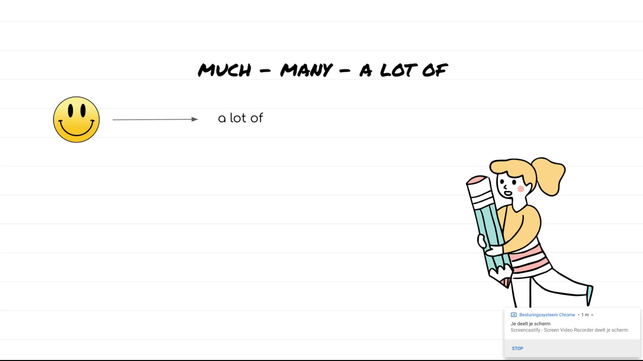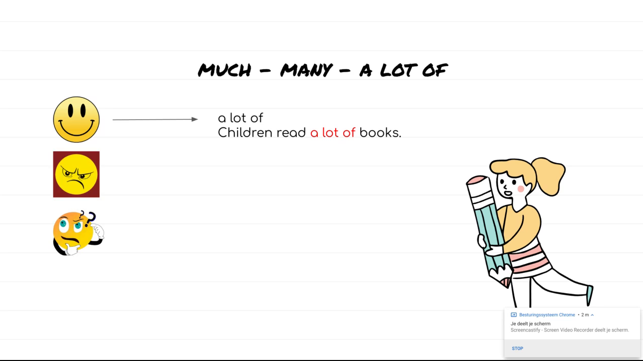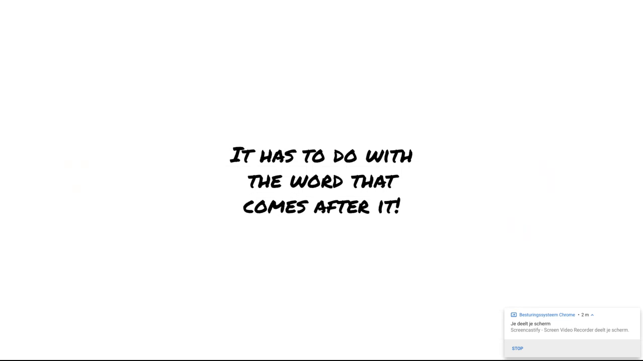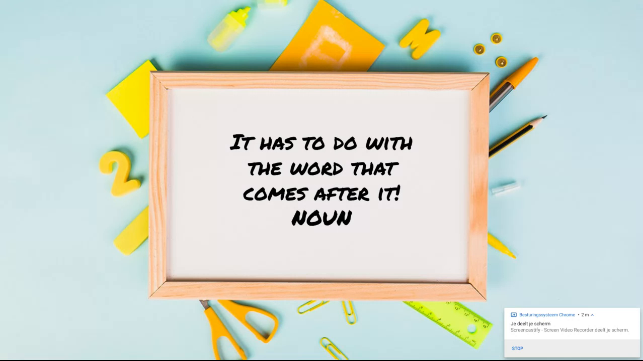When the sentence is positive, you use a lot of. Look. Children read a lot of books. The sentence is positive, so you use a lot of. When the sentence is negative or it's a question, then you use much, many. Yeah, but when much and when many? Well, that has to do with the word that comes after it. And after much or many, it's very often a noun.